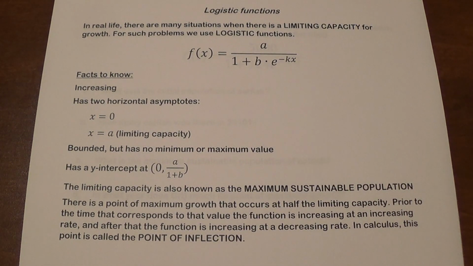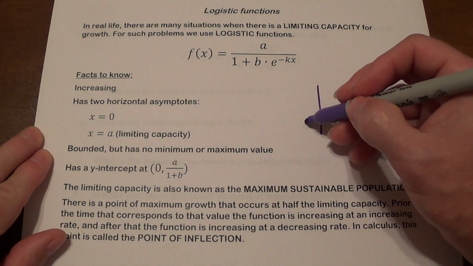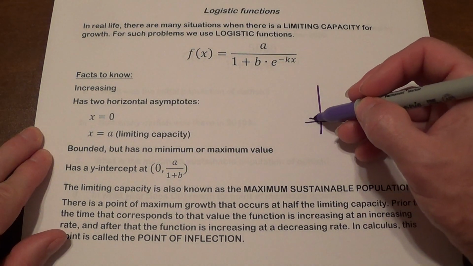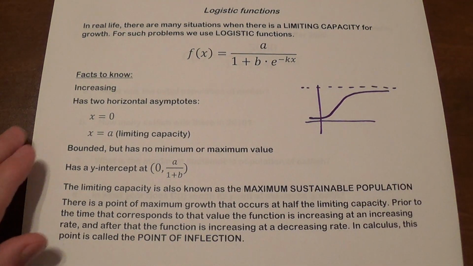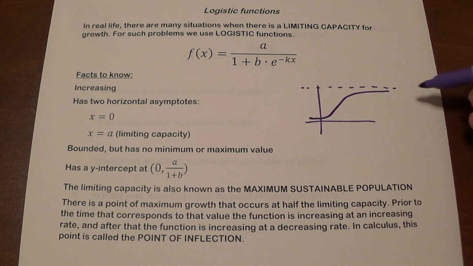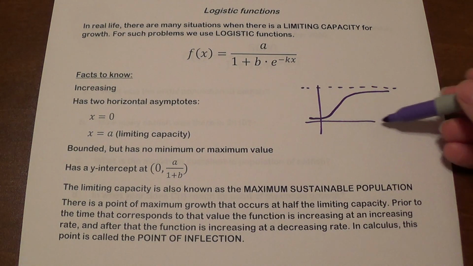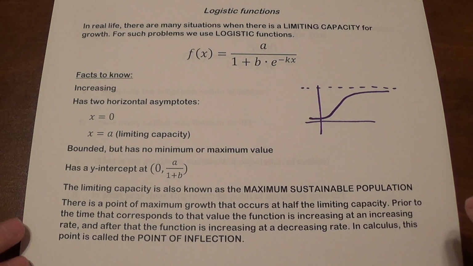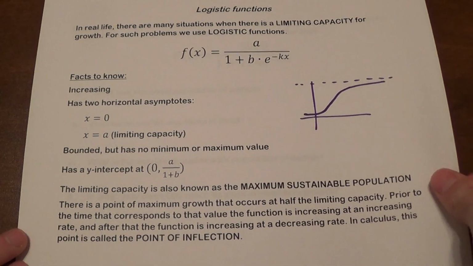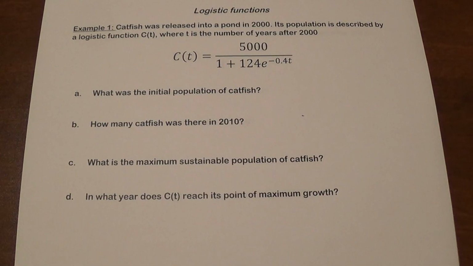The curve that we're talking about of a logistic function is going to look like this. Okay. So this is the limiting capacity here, and that's the other asymptote. That is going to be x equals 0. Alright, I only have a couple examples here.